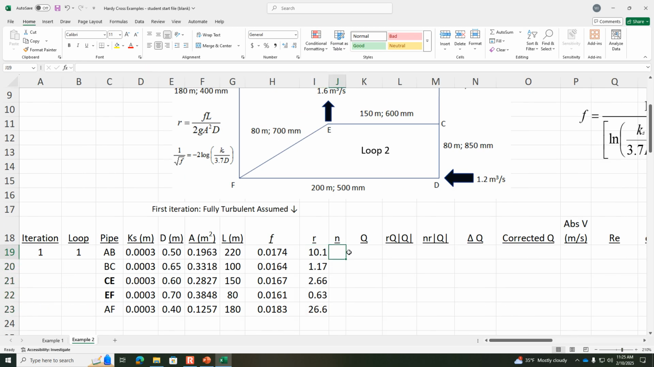What do we use for N? Well, that depends on our friction loss method. We're using Darcy-Weisbach, and so N is 2 at all points in the process.